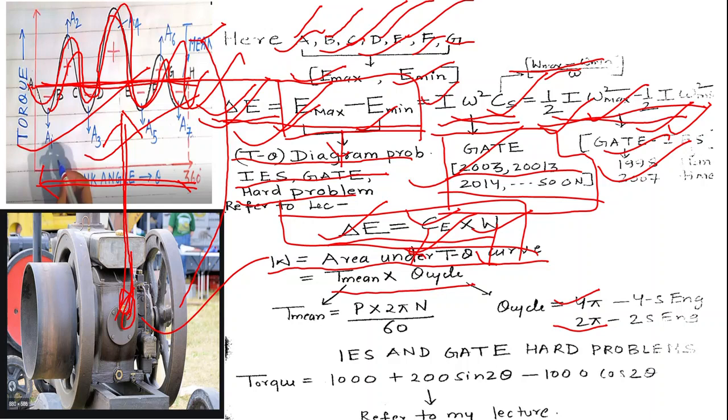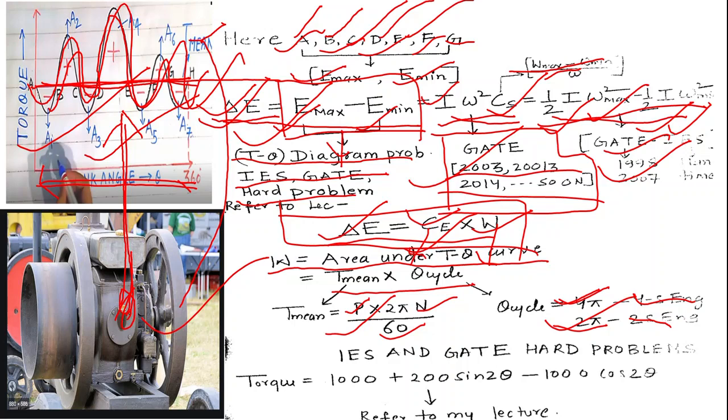The work done can be found out using this formula also, where T mean can be found out using power developed by engine, denoted by P, into 2 pi n, where n is the RPM of the engine, divided by 60. And theta is 4 pi for a 4 stroke engine, and 2 pi for a 2 stroke engine. So you can see this accordingly. So this is the way of finding delta E.